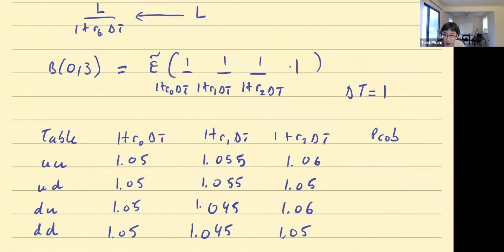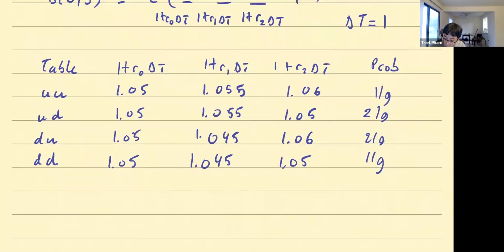Probability, right? I think I say U is 1/3, so this is 1/9, 1/9. Sorry, 2/9, right? 2/9, 1/9. Is it okay? And so what do you do, right?